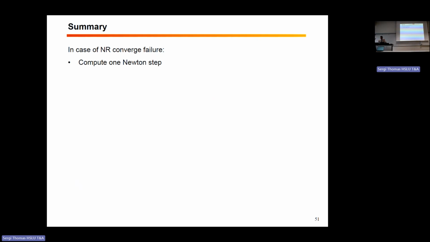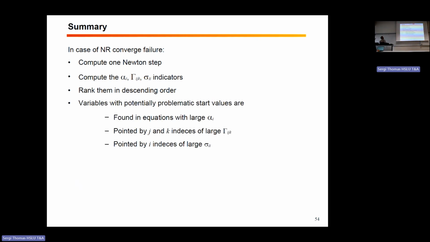That's basically it. So what we learned now is that in case of convergence failure, we can do the following steps. We compute one straight Newton step, no damping, no anything. We compute all of these indicators. We can rank them because we said the larger ones will probably point to something that creates trouble. So we just rank them. And then we can interpret this in the following way.